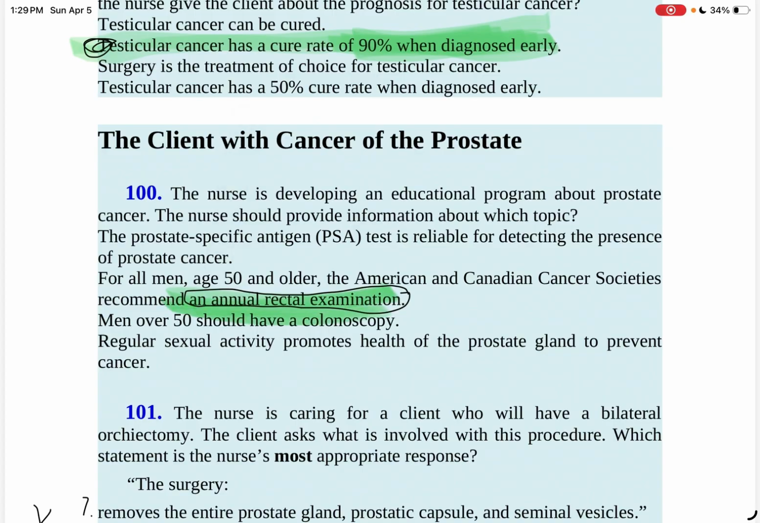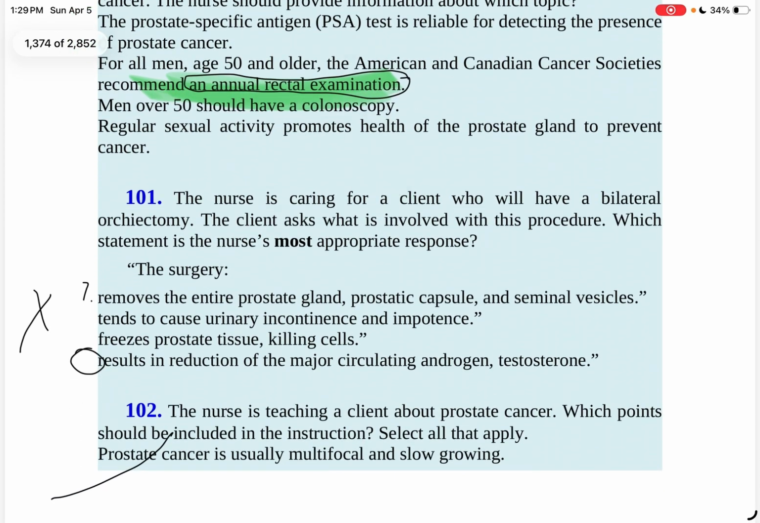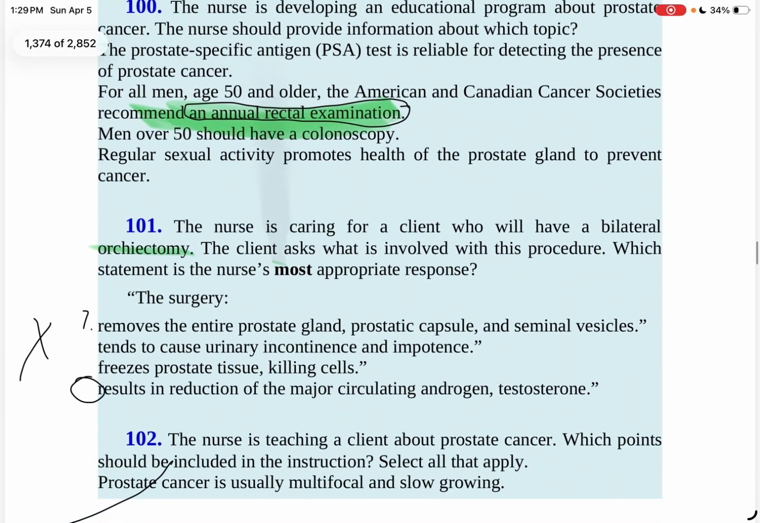So, the nurse is caring for a client who will have a bilateral orchiectomy. So, tangtangan imuhang prostate. The client asks what is involved with this procedure. The results in reduction of the major circuit.